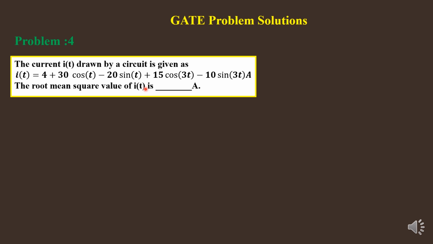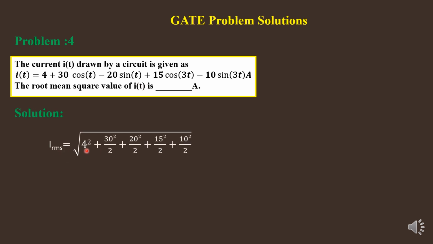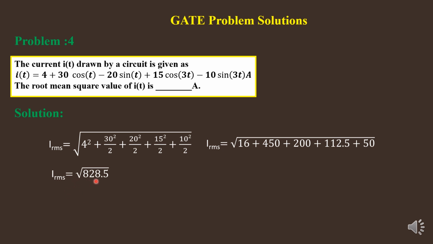So the root mean square value of the total signal we can find as I RMS equal to 4 square, which is the DC component, plus Im by root 2 for the first signal, 30 by root 2 whole square, and for the second signal 20 by root 2 the whole square, and for the third component 15 by root 2 whole square, and for the fourth function 10 by root 2 the whole square. So we can find the root mean square value by square rooting this. So I RMS equal to 16 plus 450 plus 200 plus 112.5 plus 50. By adding that, I RMS equal to root of 828.5, which is equal to 28.8 amps. So we found the root mean square value of the current for this signal is 28.8 amps.